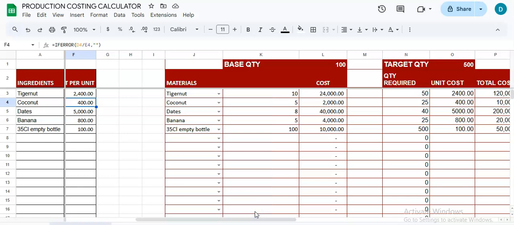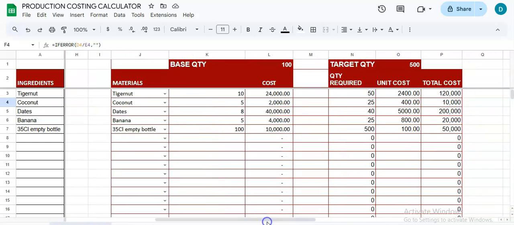Here is for the magic calculator. So what do you now do? This is where you now drop your recipe. Okay, drop your recipe for a base quantity. So let me give an example. This business owner wants to do a costing of producing 100 bottles of 35cl bottles of tiger nut.